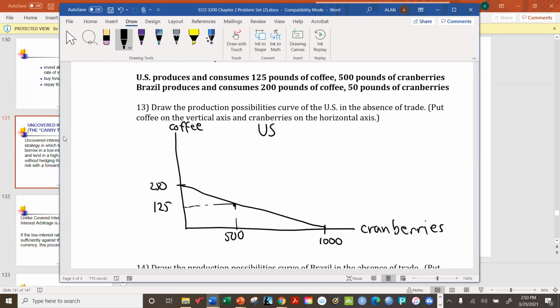So you can see on their production possibilities frontier that is one of the many points at which they're capable of producing. And because people like cranberries and coffee in the US, it looks like we'll just split it up. We'll have half of our resources go into the coffee, and the other half going into the cranberries. Okay, so that's the US.